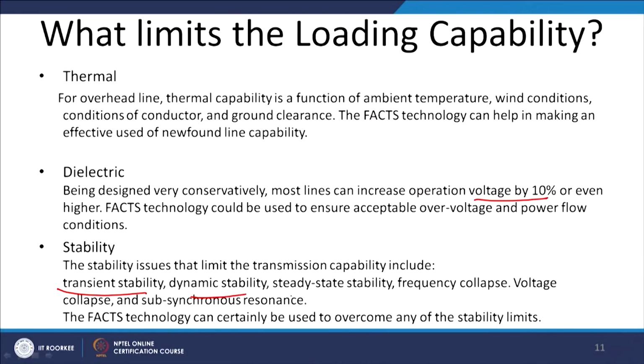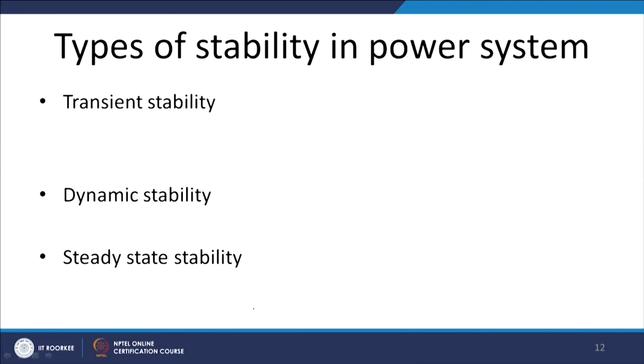For example, there is transient stability, there is dynamic stability, there is steady state stability, there is frequency collapse, there are issues like voltage collapse, subsynchronous resonance and so on. FACTS devices can improve all those aspects of stability. Now, let us talk about transient stability, dynamic stability and steady state stability.